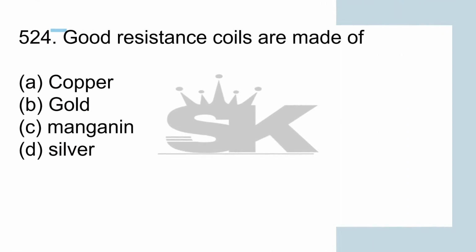Good resistance coils are made of manganese. Resistance wire for heating purposes is used because it has high resistivity and resistance to oxidation at higher temperature. When used as a heating element, resistance wire is usually wound into a coil.